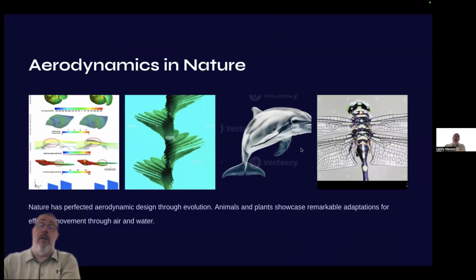Like I said before, there are aerodynamics in nature. Nature has a perfect aerodynamic design through evolution. Dolphins were a big thing on how to build submarines, things like that. The wings of bugs, things of that nature, are what helped with some of the things that we see that fly now.